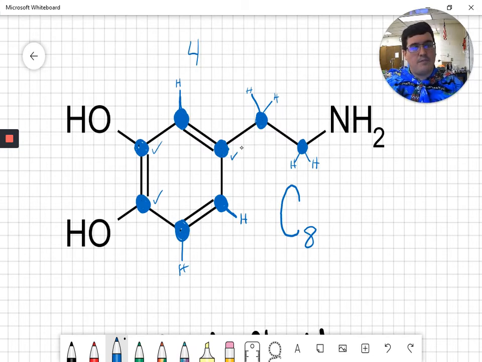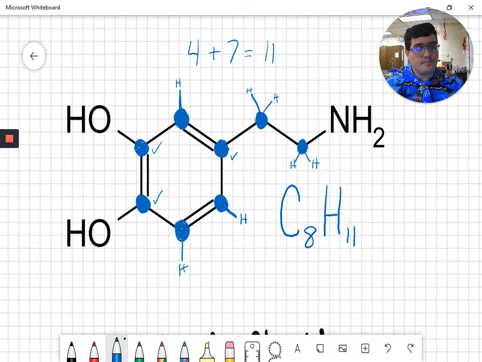Now we count up the hydrogen. So we already had the big 4. There's 5, 6, 7, 8, 9, 10, 11. 4 plus 7 hydrogens that I drew in gives me 11 hydrogens total. So we're going to draw a big H. We're going to put an 11 on that guy.